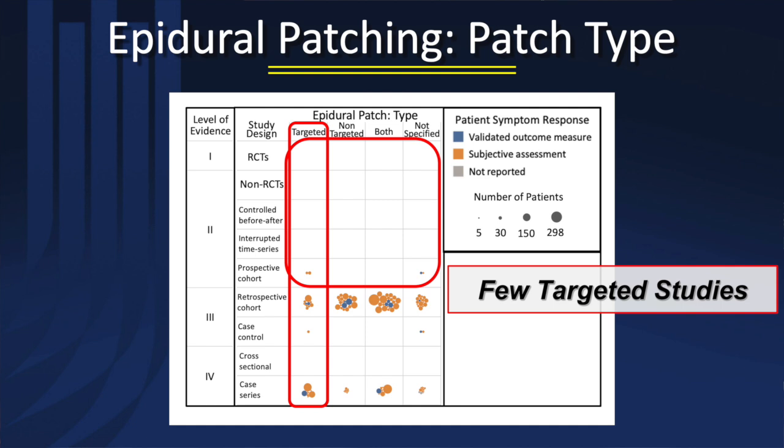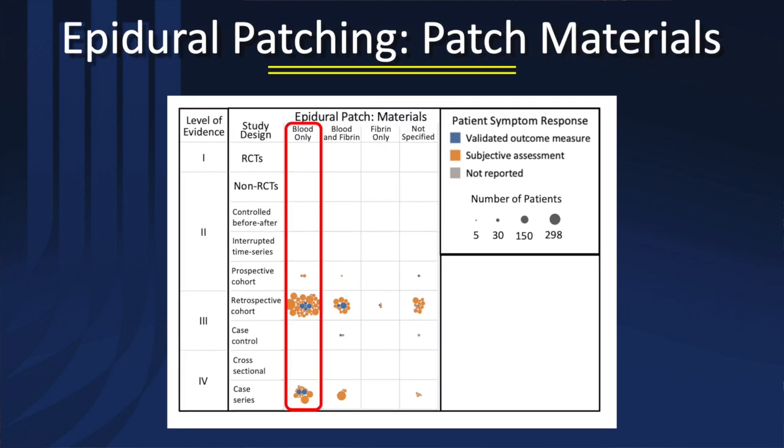The other thing that Levi had mentioned before is there are no randomized controlled trials. There are very few prospective cohort studies. And so, I really view this as an opportunity for everybody in this room, right? There's a whole white space for us to fill. And so I think this is going to be a really exciting decade or two ahead as we figure this out together. In terms of patching materials, almost all the studies use blood.